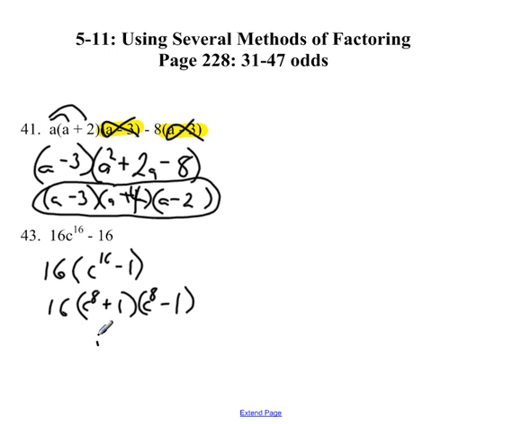Now, it's important to realize you cannot touch c to the 8th plus 1. There's no way of further factoring that. So what I'm going to do is just stretch this one out step by step until I get to my answer. C to the 8th is c to the 4th times c to the 4th, and we have another difference of 2 squares problem with a plus and a minus. Again, I can't touch this, just like I couldn't touch this. It's a plus. I need to keep track of that 16.